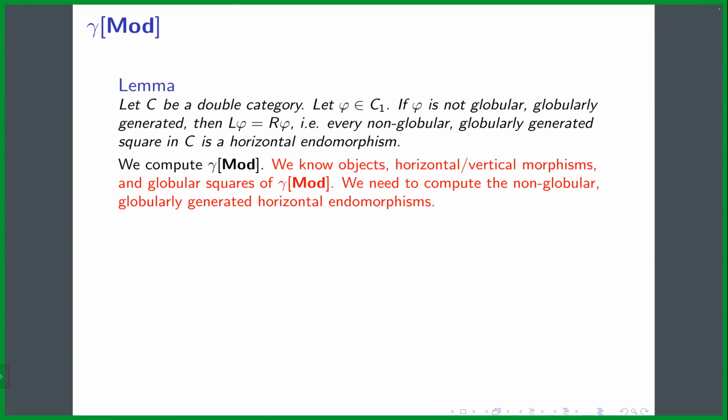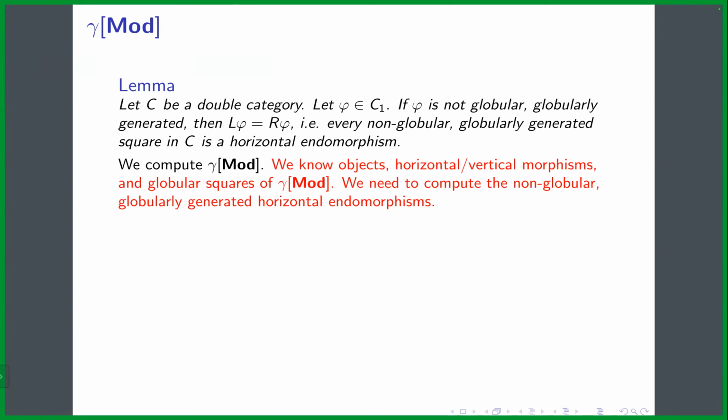So that says that every non-globular, globularly generated square in a double category C is a horizontal endomorphism. So if we want to compute explicitly the globularly generated piece of a double category C, we already know the objects, the vertical morphisms, the one-cells, and the globular morphisms of that globularly generated double category. So we would only need to compute the squares in the globularly generated piece that are not globular, and these are horizontal endomorphisms. So we just need to determine which horizontal endomorphisms of a given double category are in the globularly generated piece.